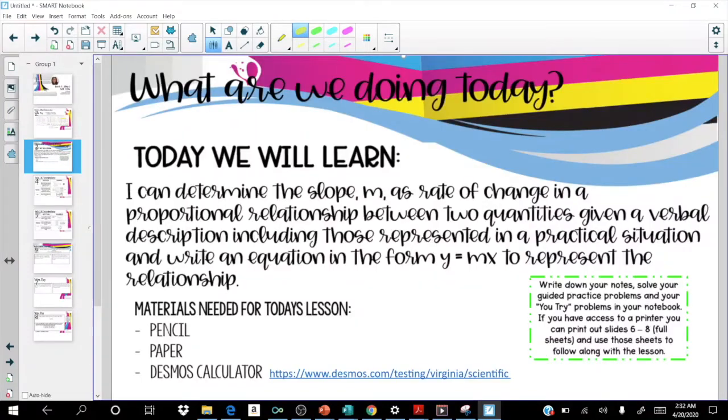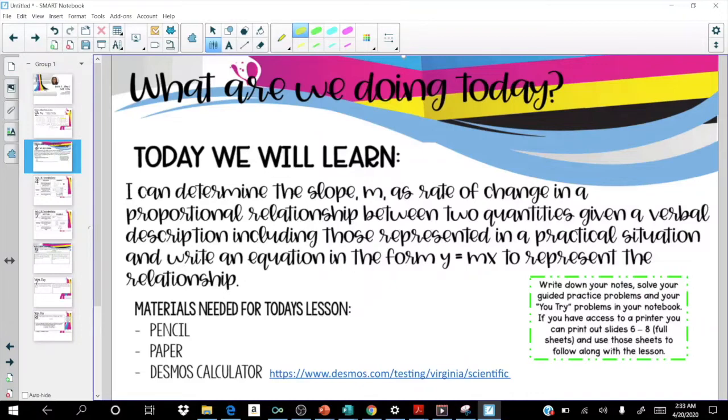So let's move on to today's lesson. What are we doing today? Today we will learn how to determine the slope m as a rate of change in a proportional relationship between two quantities, giving a verbal description including those represented in a practical situation, and write an equation in the form y equals mx to represent the relationship. So basically we are determining slope from a practical situation or verbal description, and we're also going to use slope to help us write the equation to represent the relationship.